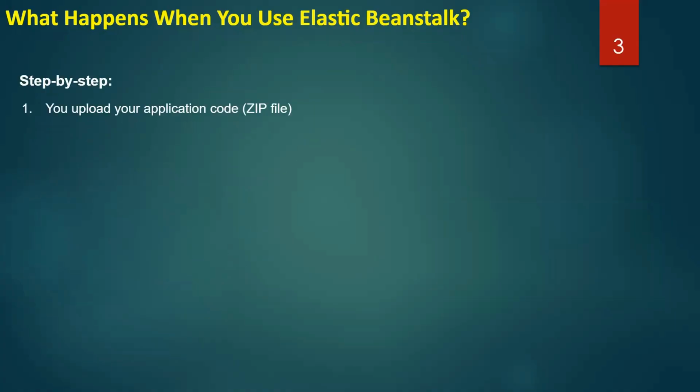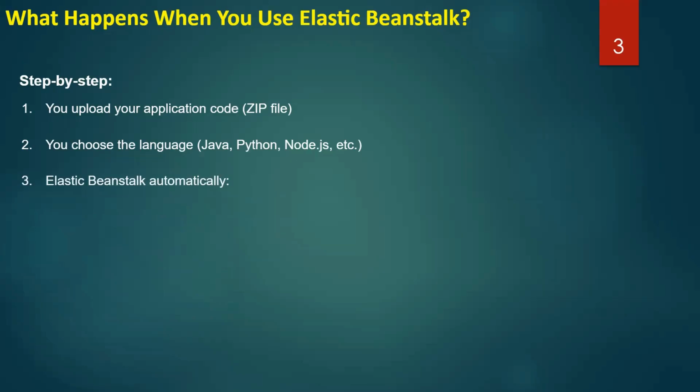So what happens when you use Elastic Beanstalk? The way you use Elastic Beanstalk is basically you upload your application code in the form of a zip file, and then you can choose your own programming language. For example, you can choose Python, Java, or Node.js, or whichever programming language you're using for your application. Once you upload that code, Elastic Beanstalk automatically creates an EC2 instance where your application is deployed, and it also adds a load balancer for you.